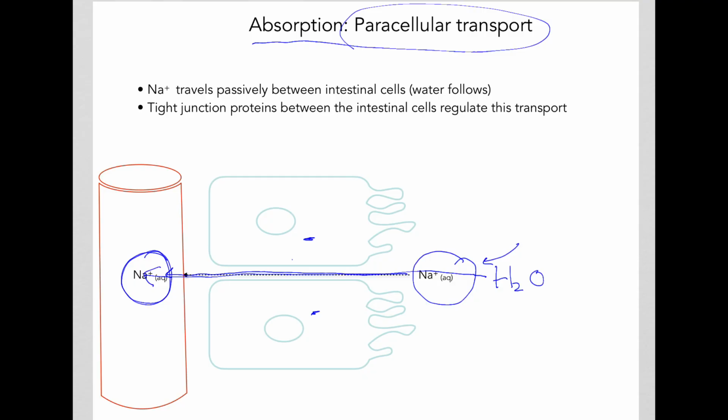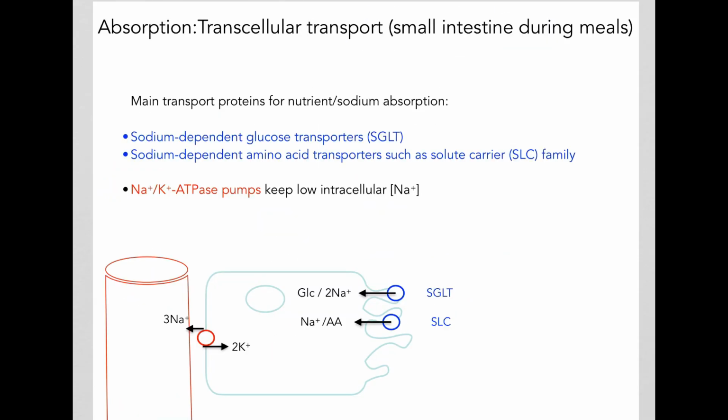And as we discussed before, this paracellular transport is controlled by tight junction proteins that are present between the intestinal cells. Now, most of the sodium is absorbed by the intestinal cells through what we call transcellular transport. So remember, in transcellular transport, the sodium or whatever is being absorbed will actually cross the whole cell and eventually enter the bloodstream.